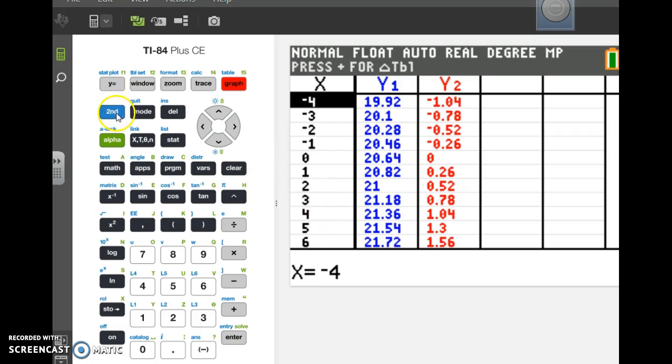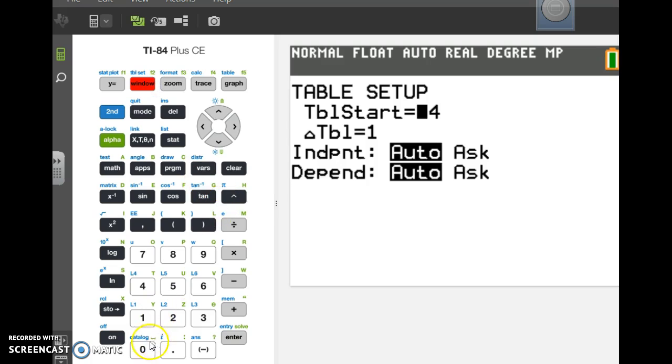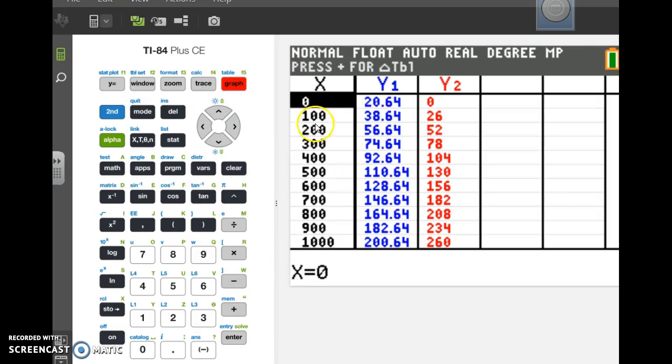So let me go to my table set, press the blue second key, the window key. All right, I'm going to start my table at 0, and then delta table. What would be a good one to use? Why don't we use going by hundreds? Because that gives us a quick overview of where to go. So let's go 100. And now let's look at our table. Okay, so that gives me a pretty good perspective of how big my scale should be.